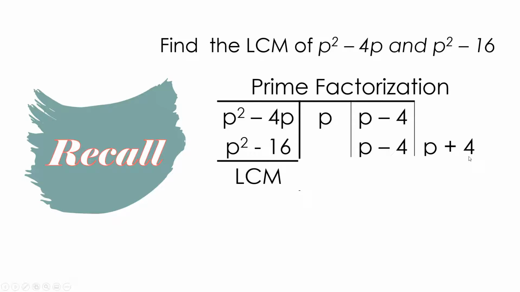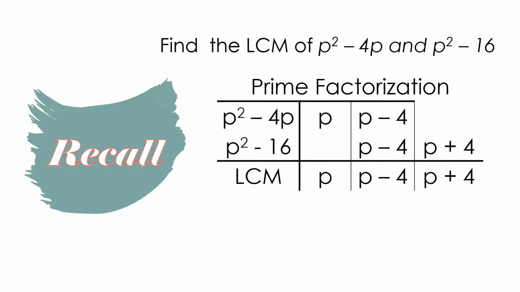Then we get the LCM. Just bring down the elements in the column. So we have this one. Bring down the p minus 4 and p plus 4. If we multiply these, we get the LCM. And the product of p minus 4 and p plus 4 is actually that one.